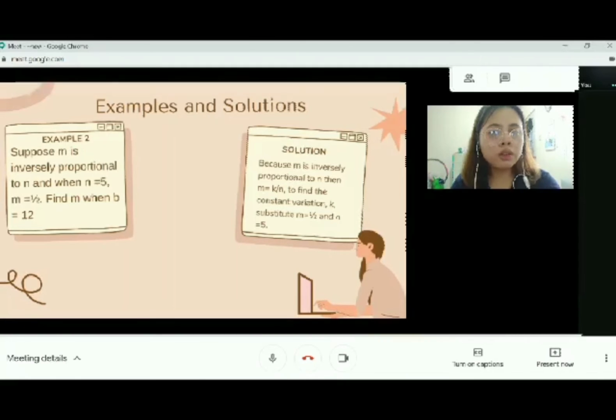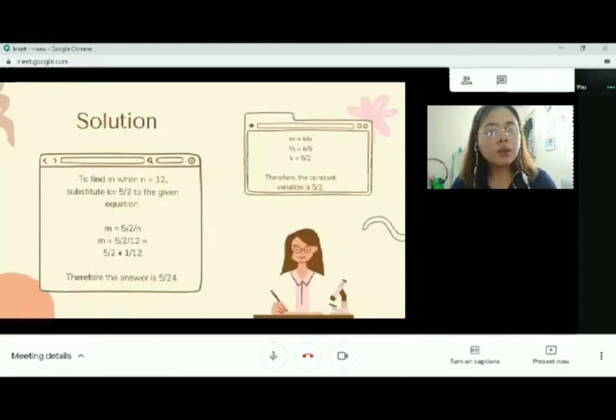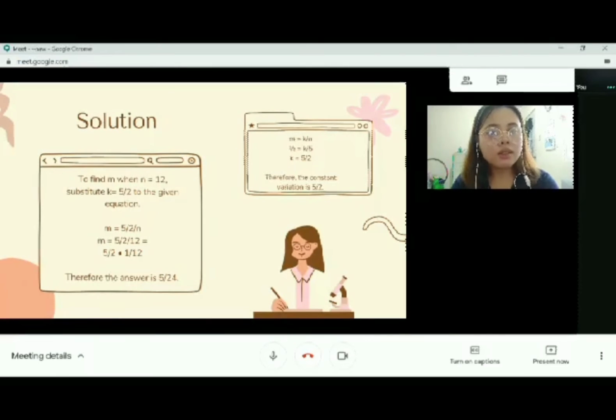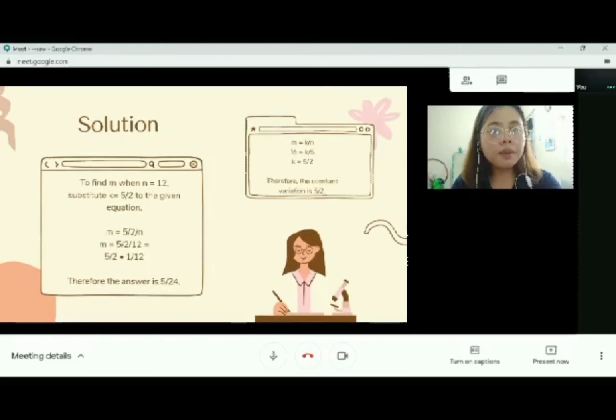So, another one. I'll try. Ma'am, m equals 5 over 2 over n. Okay, very good. So, who wants to substitute it? Yes, student number 3. k equals 5 over 2. Okay, very good. So, let's solve it together. So, m is equal to 5 over 2 over n, and m is equal to 5 over 2 over 12.